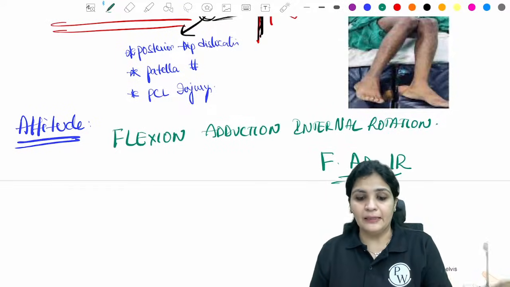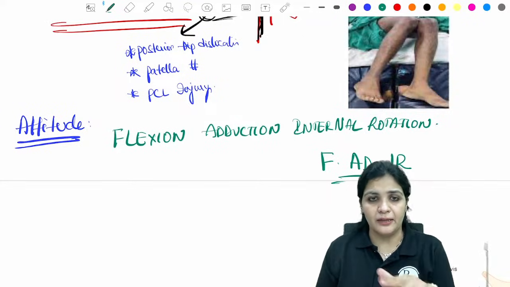You will see that the PCL is posterior cruciate ligament.